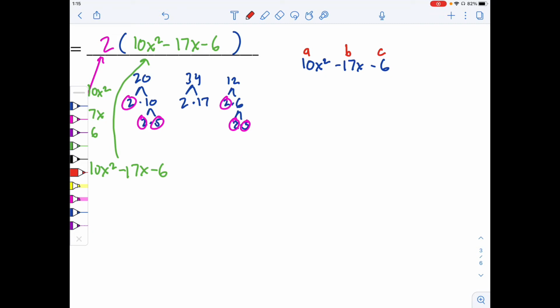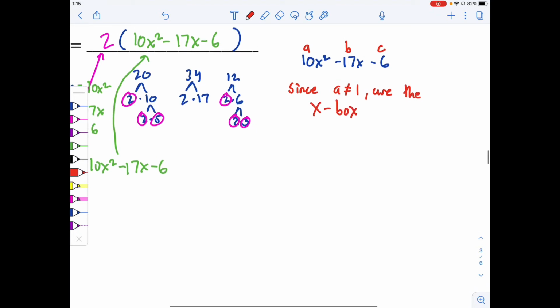So because A is not equal to 1, it's equal to 10, we have to use the X box. So we use the X box, right? We still set up our X, AC on top, B on bottom. So A times C, 10 times negative 6, is going to be negative 60. Our B on the bottom is negative 17.